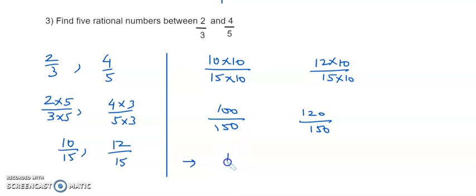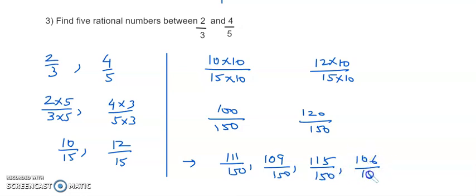So I can take 111 by 150, 109 by 150, 115 by 150, 106 by 150, and 119 by 150. So these are my numbers. You can select yours. Okay.